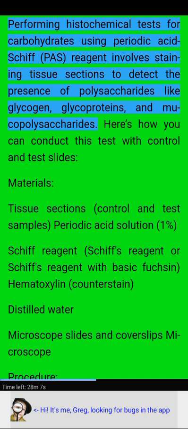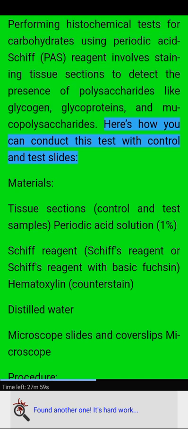Performing histochemical tests for carbohydrates using periodic acid Schiff reagent involves staining tissue sections to detect the presence of polysaccharides like glycogen, glycoproteins, and mucopolysaccharides. Here's how you can conduct this test with control and test slides.